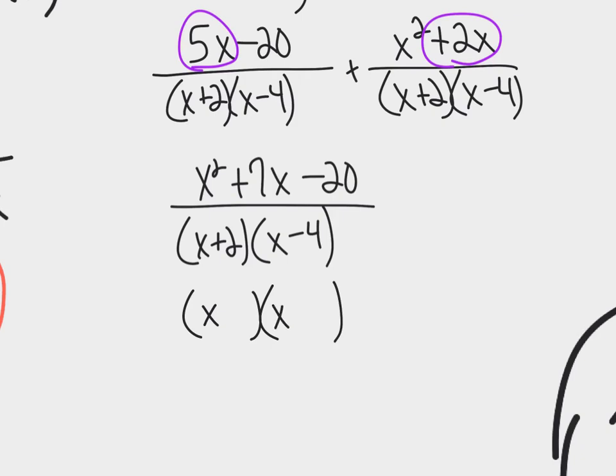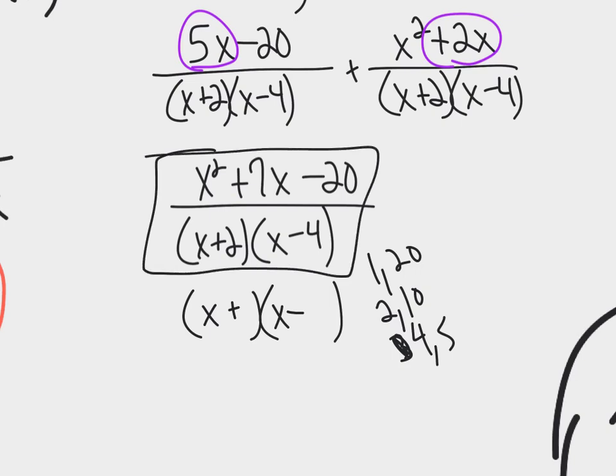We know we need x's, we need one positive, one negative, and we need 7 more positives than negatives. So we can have 1 and 20, 2 and 10, 4 and 5. Doesn't look like we're going to be able to do anything with that one, so actually this is going to be our answer right here. And again, if you want to put that whole numerator in parentheses just so you don't try to cancel anything out, you can do that as well.